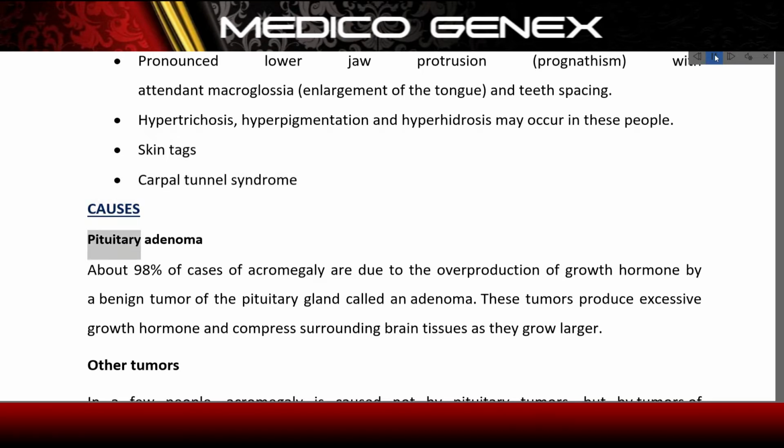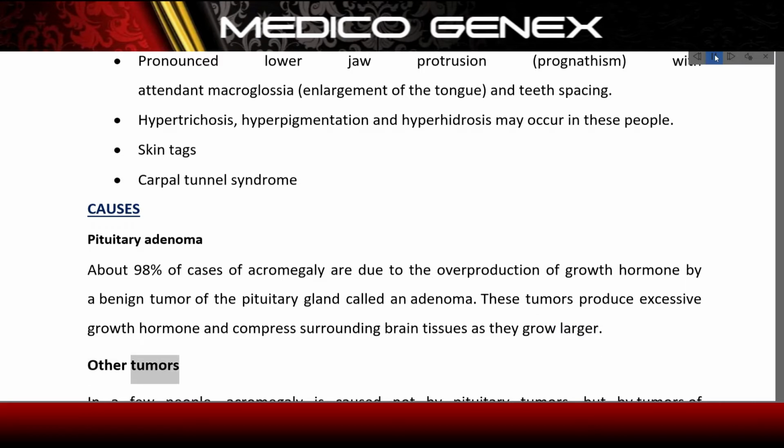Causes. Pituitary adenoma. About 98% of cases of acromegaly are due to the overproduction of growth hormone by a benign tumor of the pituitary gland called an adenoma. These tumors produce excessive growth hormone and compress surrounding brain tissues as they grow larger.